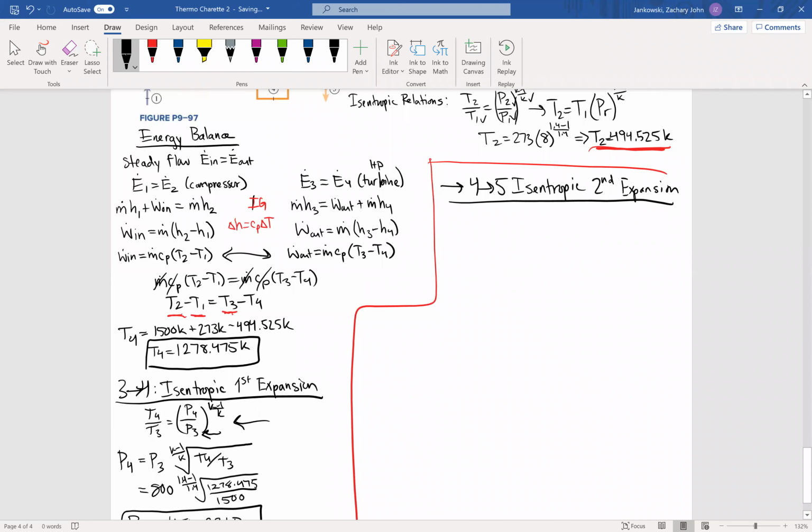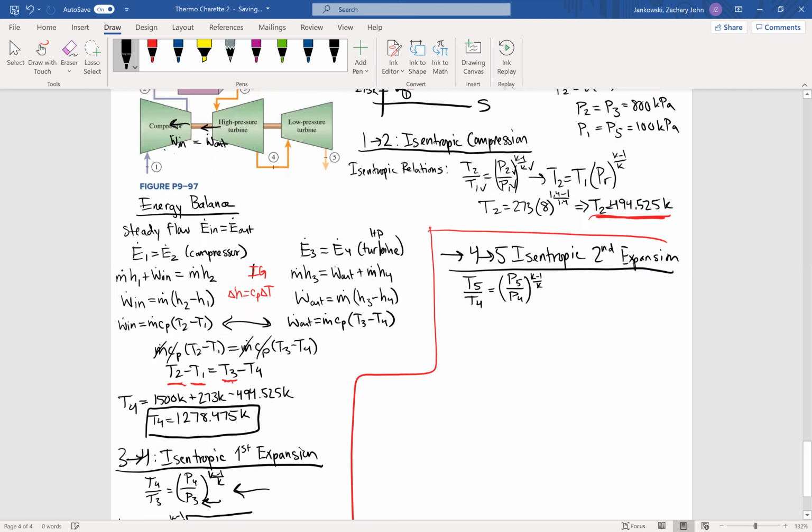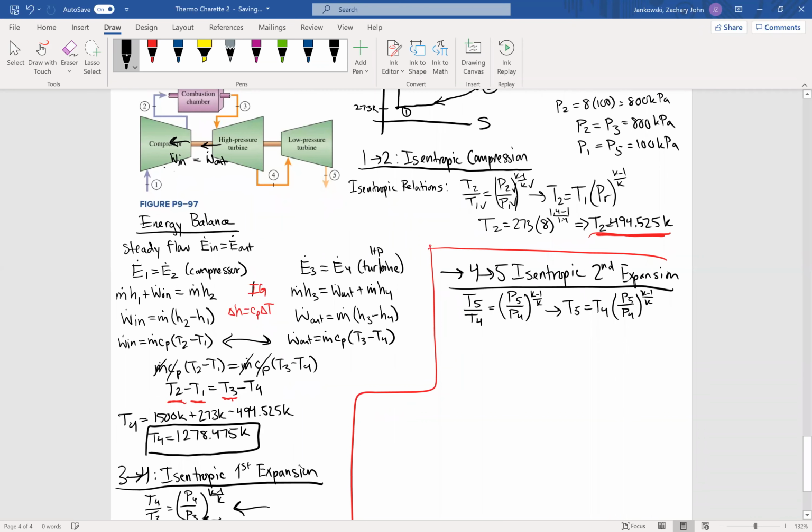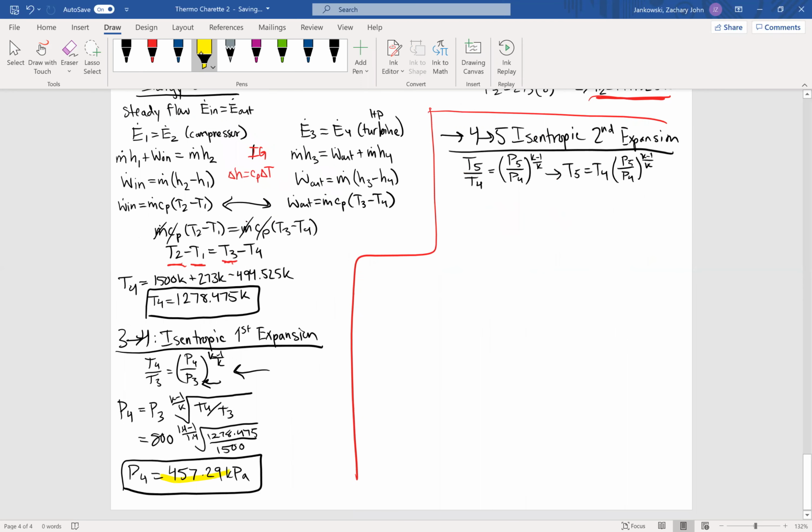So with this said, we have once again our temperature to pressure isentropic relation, which equals T5 over T4 is equal to our P5 over P4 to our K minus 1 over K power. And we're going to simplify this to T5 is equal to T4 times the P5 over P4 to our K minus 1 over K. Now noting that we already defined our P5 up here, which is equal to our P1, and we just solved for our P4 and T4, we have enough information to get our T5.